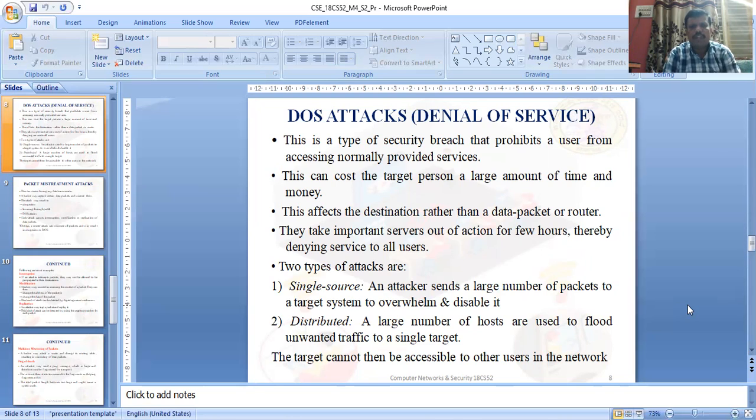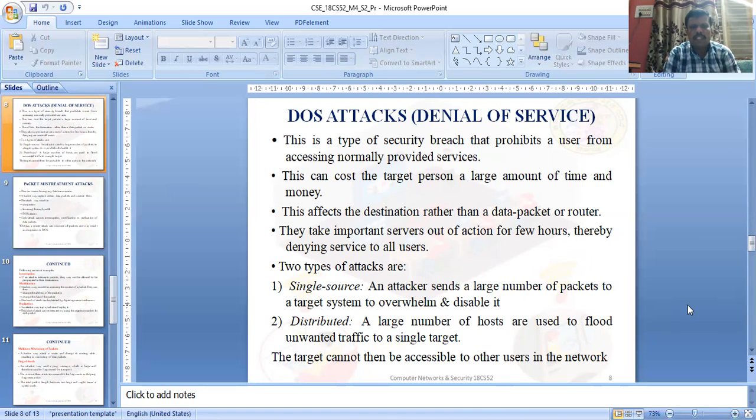There are two types of attacks. What is a single source? An attacker sends a large number of packets to the target system to overwhelm and disable it. If there is one main server available, the attacker keeps on sending a large number of packets to the one targeted server to overwhelm and disable it.